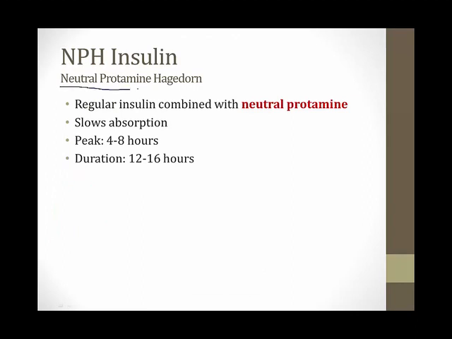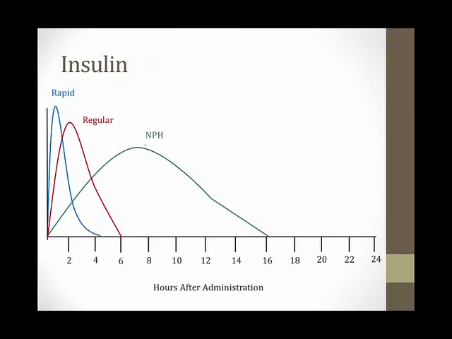NPH stands for neutral protamine Hagedorn. This is regular insulin combined with neutral protamine. That's how it gets its name. By combining regular insulin with neutral protamine, this slows absorption and gives it a peak onset of about 4 to 8 hours and a duration of about 12 to 16 hours. This graph depicts the activity of NPH compared to regular and rapid. You can see that its onset of action is slower and its duration of action is much longer.